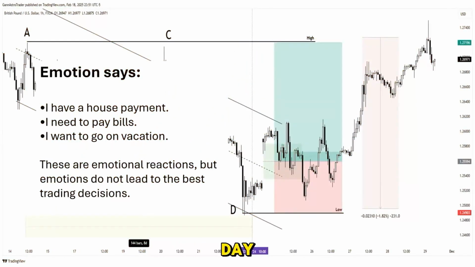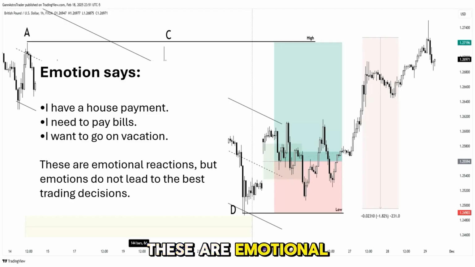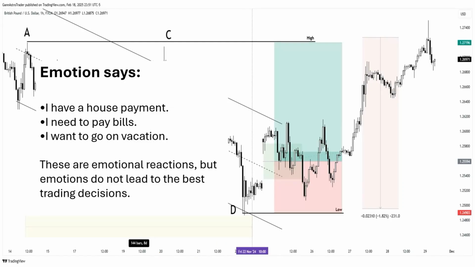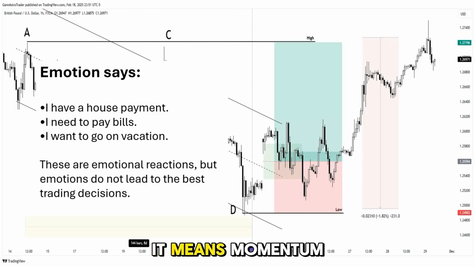What do emotions say? "I have a house payment. I need to pay bills. I want to go on vacation." These are emotional reactions, but emotions do not lead to the best trading decisions. Instead, let's focus on logic. If the price moves more in less time, what does that indicate? It means momentum is in our favor.